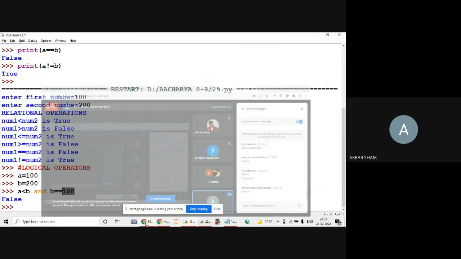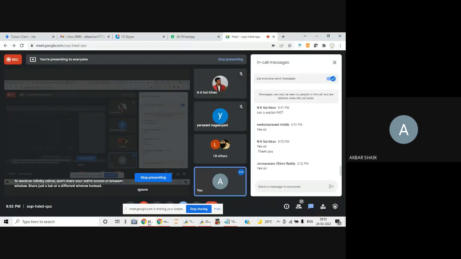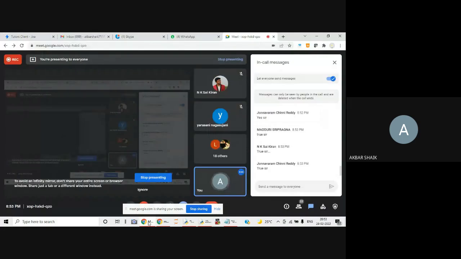Okay, right. Next, same example: A less than B, or I'll write "or" here, or B double equals to 100. Now tell me what is the answer for this. All of you please evaluate and tell me the answer in the chat box. Can we get true or false? A less than B or B equals to 100? Please respond in the chat box.